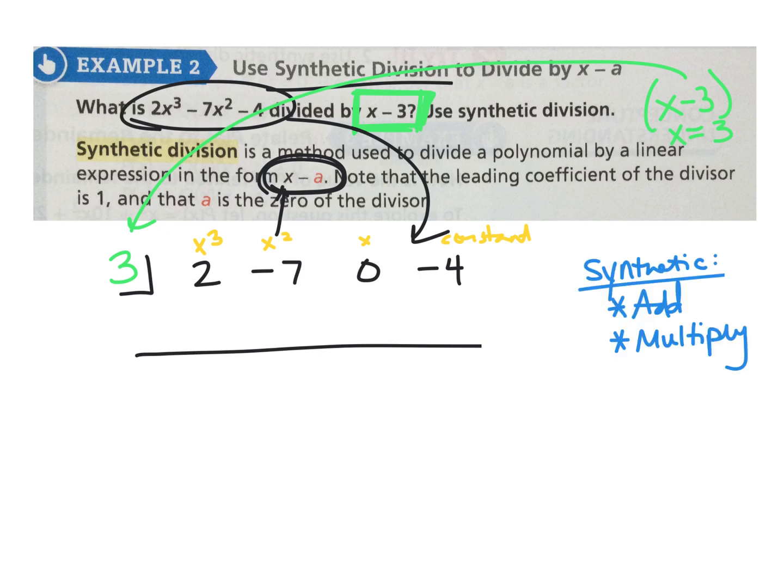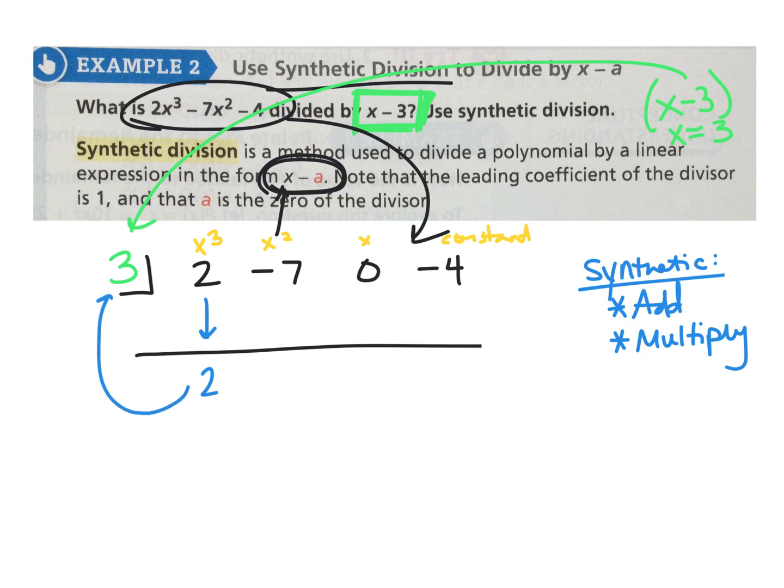And synthetic is going to follow this pattern of adding and then multiplying. So it's kind of a shorter process than long division. And it's going to look a little bit like upside down division. Okay, so what we're going to do, we're going to add coming down. So notice in this first set, I don't have anything to add. So 2 plus nothing is just 2.